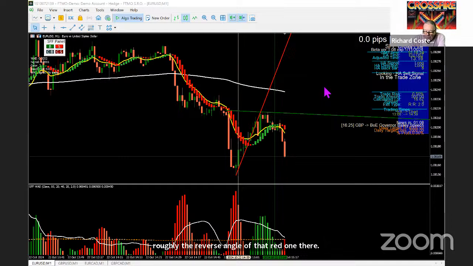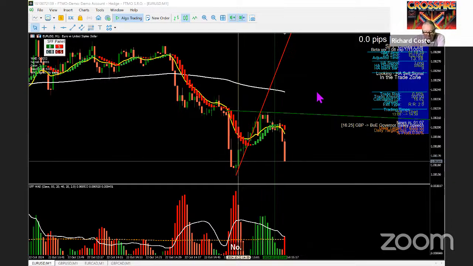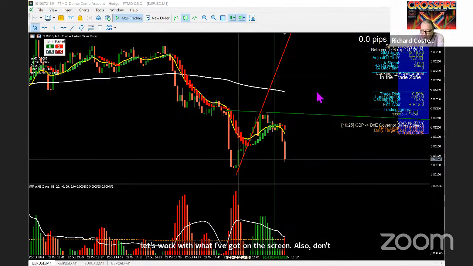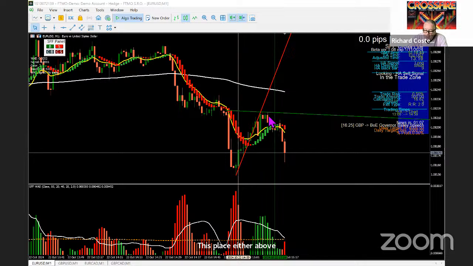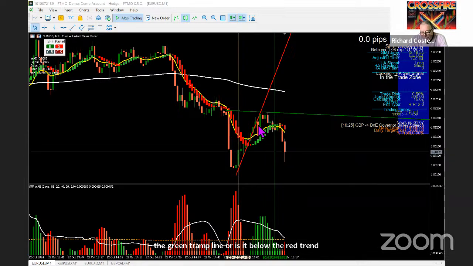Now, let's work with what I've got on the screen. So don't worry too much about the trend line. This glitch will be sorted out. So basically, when we look at the chart, we ask ourselves, is price either above the green trend line or is it below the red trend line? Now, it's clearly below the red trend line.